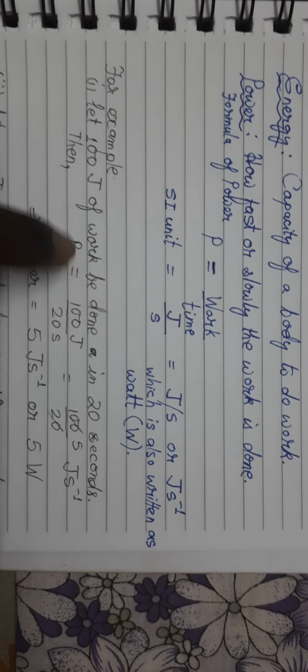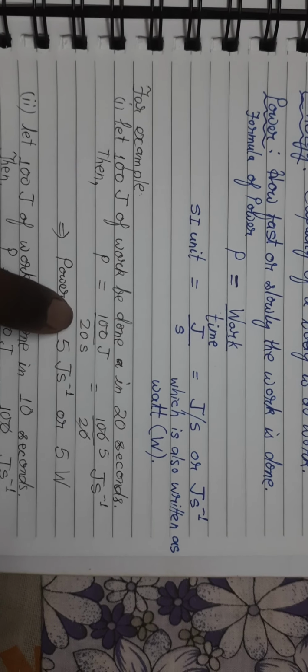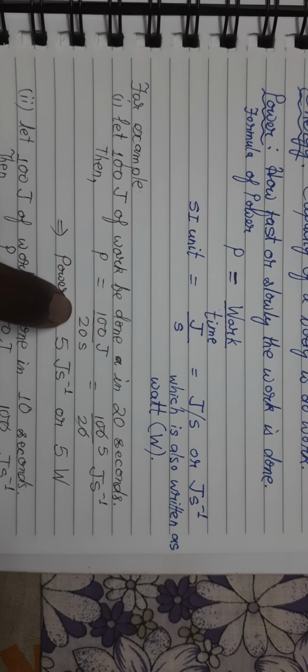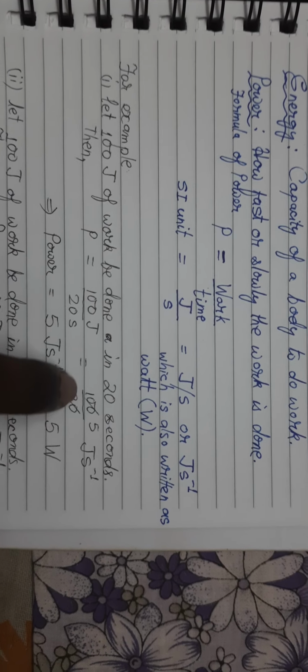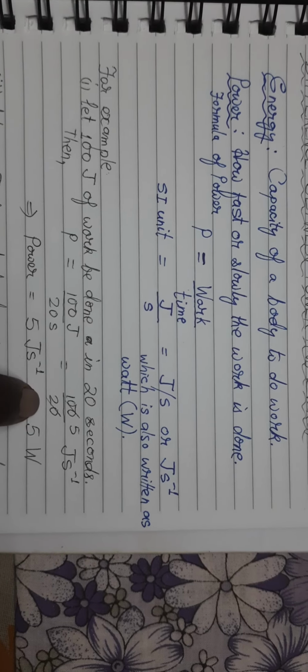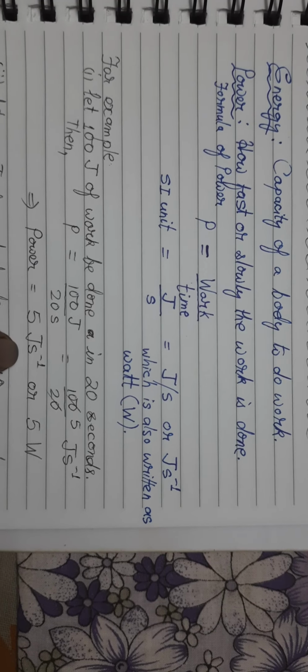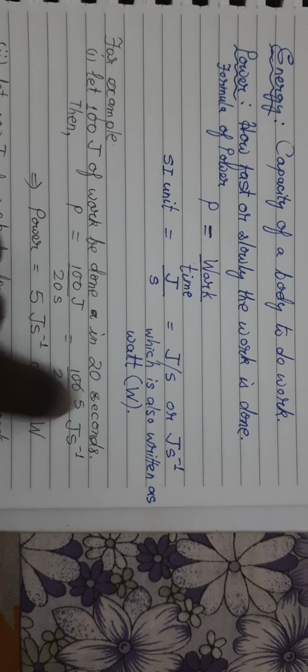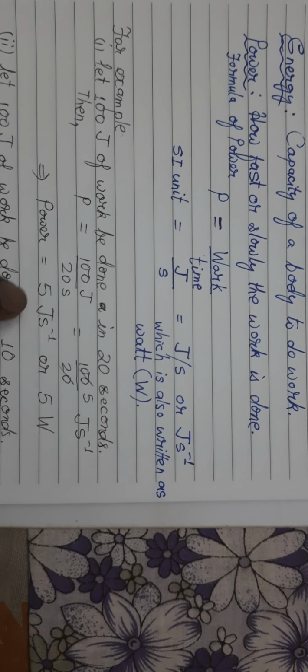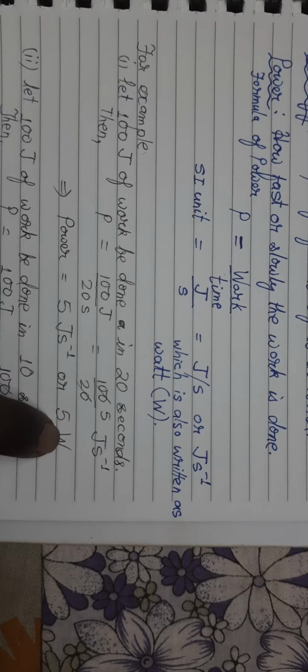According to the formula, power equals work by time. Work is 100, time is 20 seconds. So 100 joules divided by 20 seconds, 100 divided by 20 is 5 joules per second, or we can write 5 watt. Joules per second, another name is watt. So in example 1, the power is 5 watt.